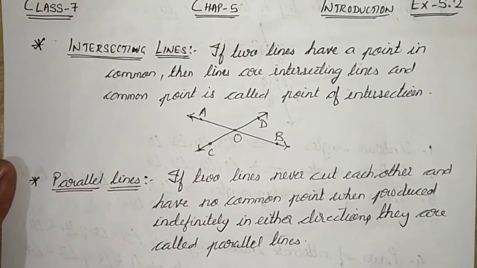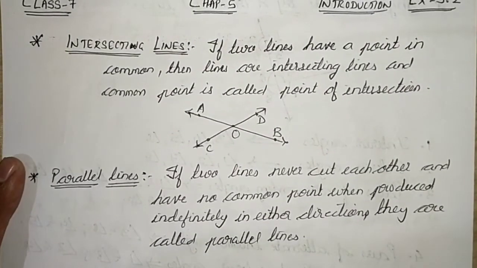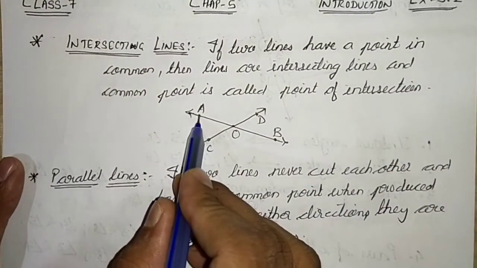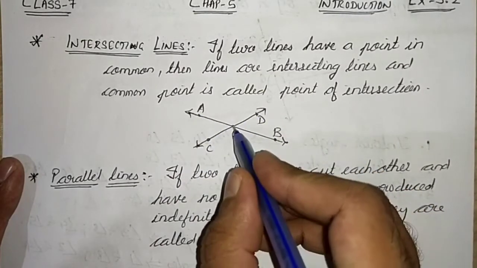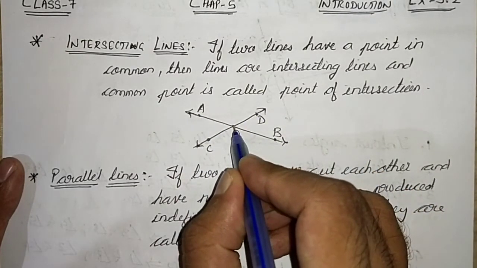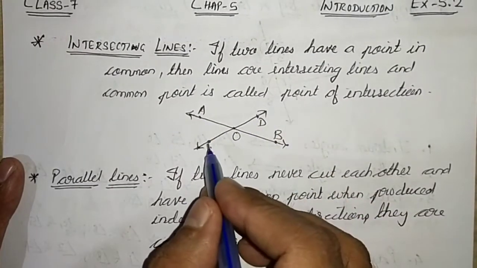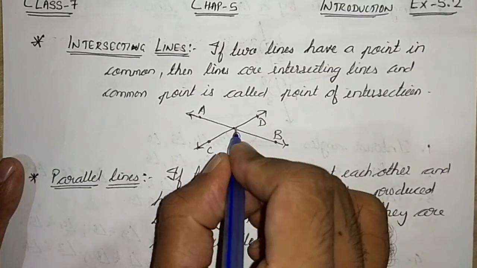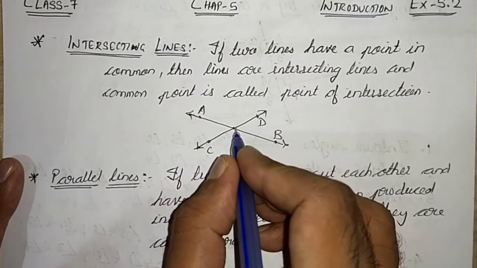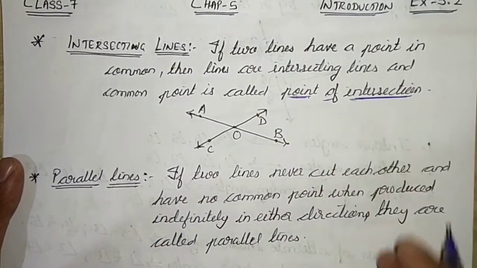So let us start. First is intersecting lines. What are intersecting lines? When two lines AB and CD, if they intersect at one point, they are called intersecting lines. 1 and 2 both are called intersecting lines if they are intersecting at one common point, and that common point is known as the point of intersection.